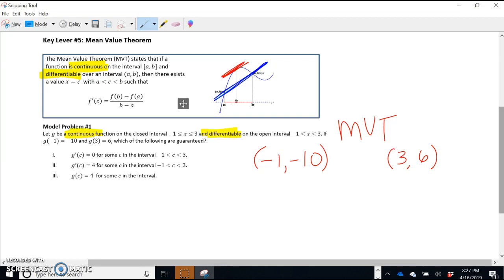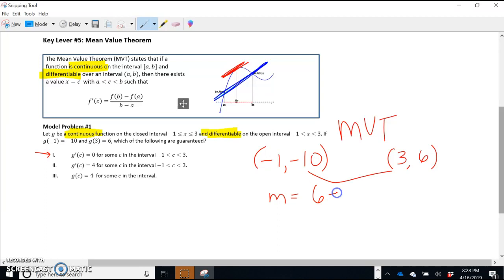So according to the statement on the mean value theorem up above, the first statement that I want to consider is, will the derivative ever equal 0 somewhere on this interval? The only way to show that the derivative has to be 0 would be to prove that the slope between these 2 points is also equal to 0. So let me do a slope computation real quick and see what we come up with.